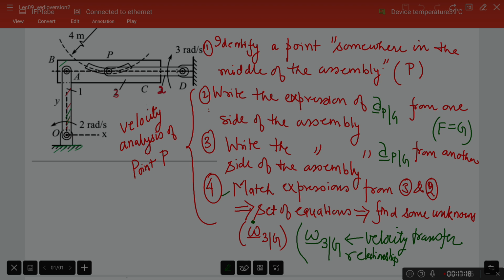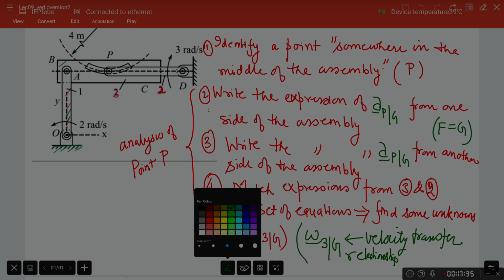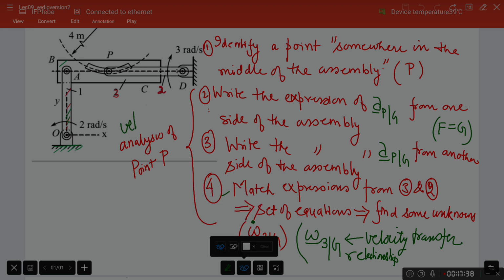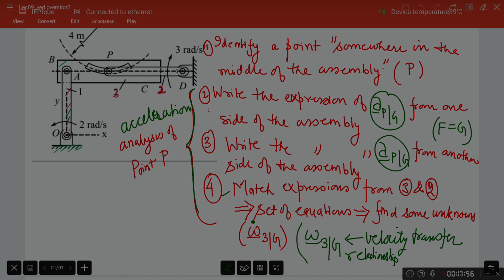Thus, before doing the acceleration transfer relationship, before doing the acceleration analysis of point P, it is required to do the velocity analysis also of the same point. So since I have changed quantities here, steps 2, 3 and 4 will be called the acceleration analysis of point P.